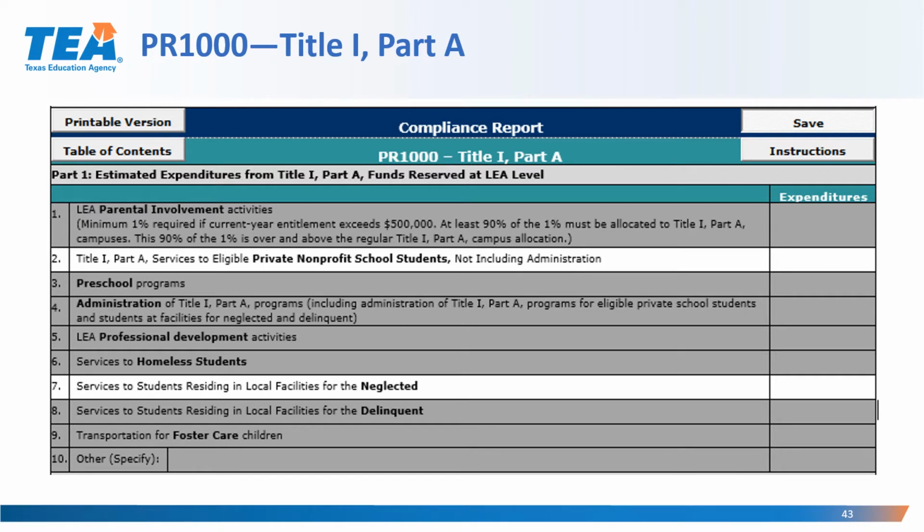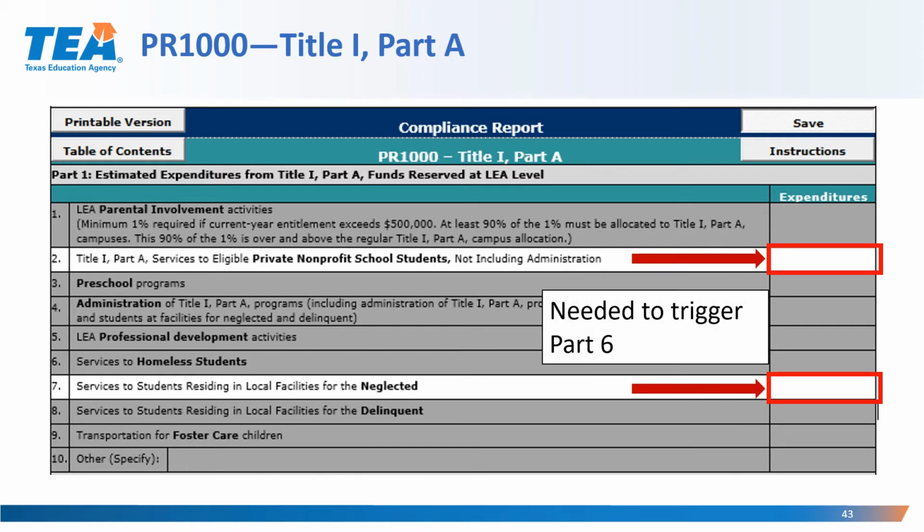The PR 1000 has the same functionality as other compliance reports. There's a button at the top for the printable version, a button to access the table of contents, a button to save, and a button to access the instructions. As you'll notice on this schedule, several lines have been grayed out as part of our streamlining for this year. The two questions on line 2 and line 7, we are asking for expenditures in these categories because that is what is used to trigger Part 6.